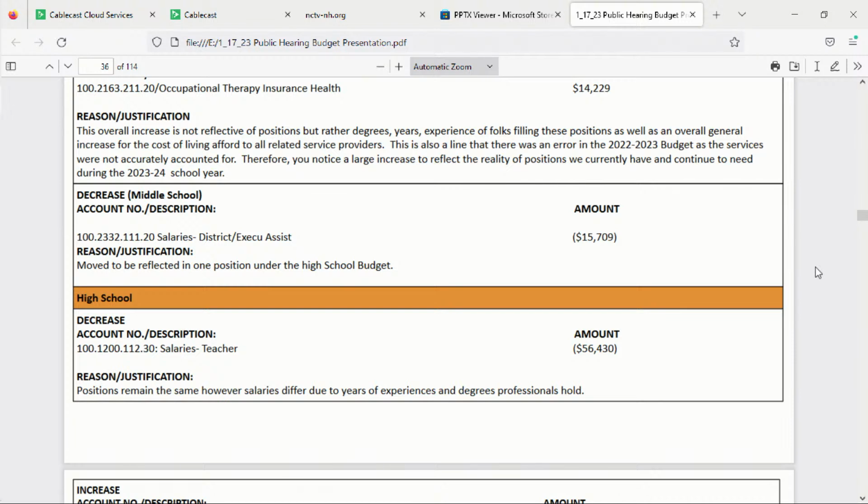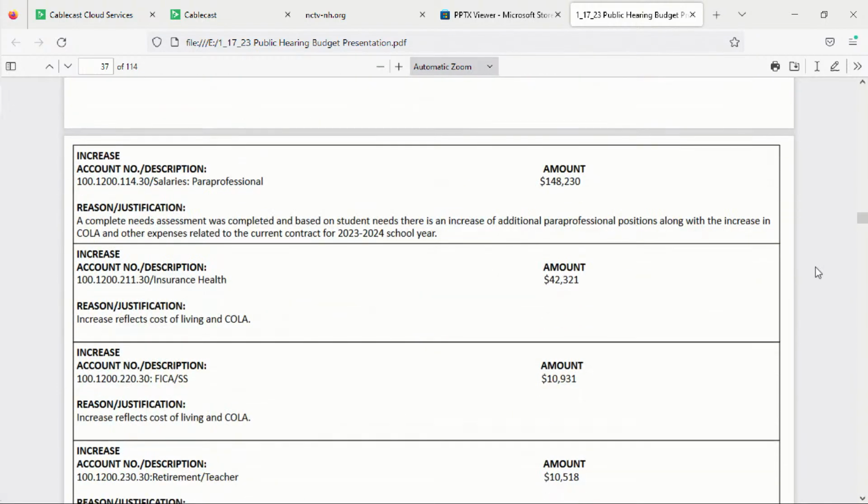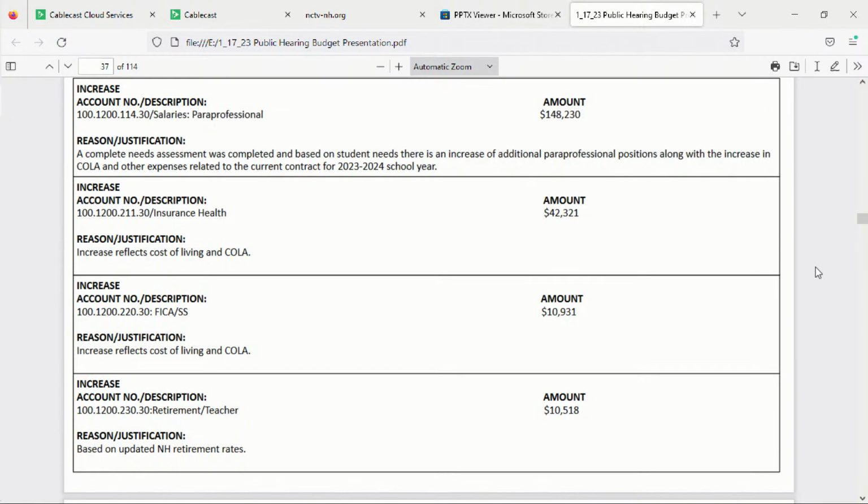The high school, you have a decrease in a teacher. Positions remain the same, however, salaries differ based on years of experience. So I think that not a decrease of a teacher, but a decrease in the line item due to teacher experience. Paraprofessional, again, there's an increase there, and that is due to the middle and high school increase for paraprofessional support based on student needs. Same is true of the health, FICA, and retirement under those line items.